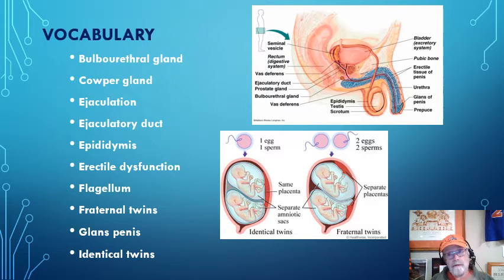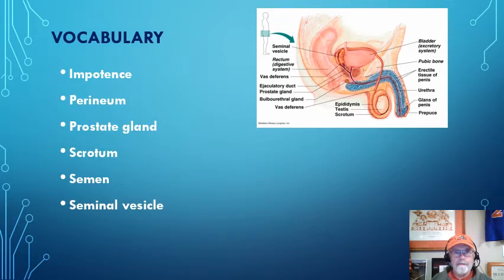And it's probably the same birthday, unless it's one at 11:59, the other one at 12:02 or something like that. I don't know. But basically, that's what we see with the difference between fraternal and identical twins.